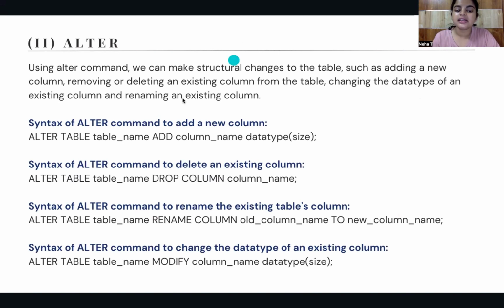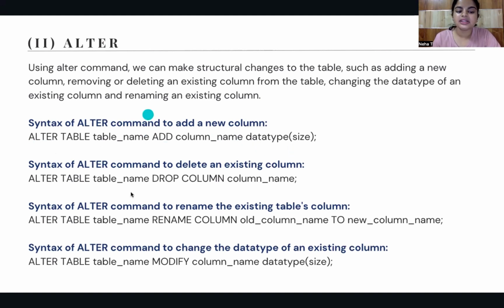These are the alterations we can do in the structure of the table. So now, the syntax for the ALTER command to add a new column. Here we're adding a new column. We'll use the command ALTER TABLE, the table name which we want to alter, ADD a new column. So we add the column name and data type size. The column name we should specify, and the data type size of what we're adding.